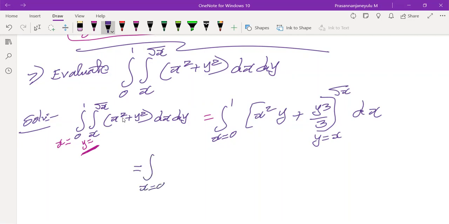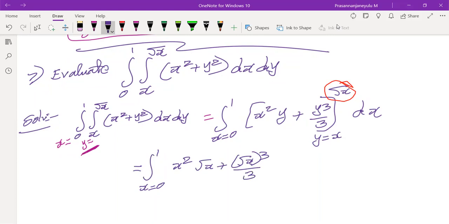So the integration of x is varying from 0 to 1. X square is constant. In place of y, what is the upper limit of the y variable here? Root x. Substitute root x in place of y. So first I am substituting root x in place of y. Then it is going to become x square into root x plus root x whole cube by 3.